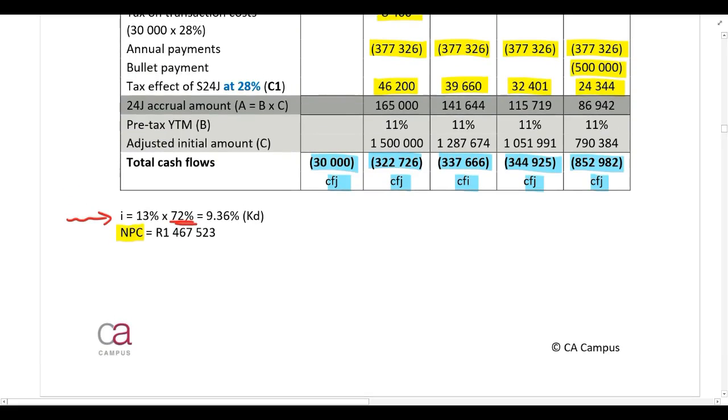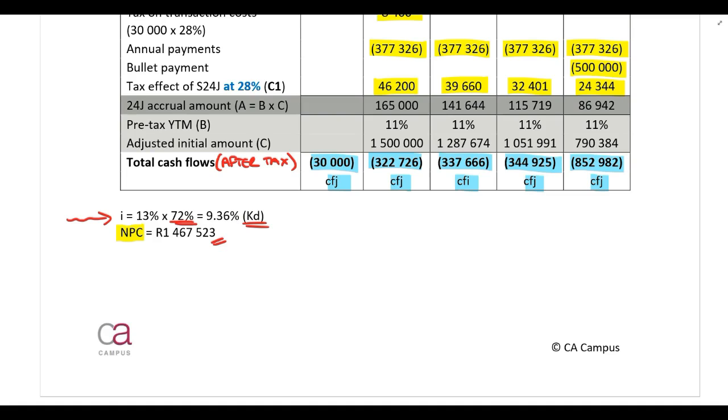So your cash flows over here are after tax, and the discount rate must also be after tax. Include all of the cash flows in your calculator. Use the after-tax cost of debt as your discount rate and calculate the net present cost. Once again, if you have lots of different types of finance, the alternative with the lowest net present cost is going to be the cheapest form of finance.